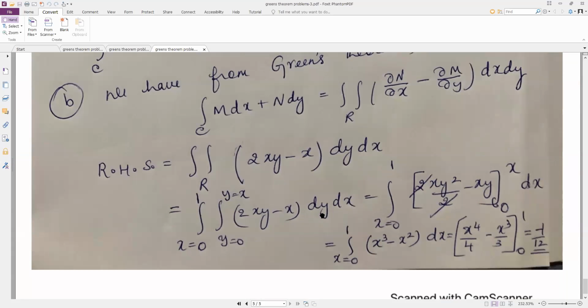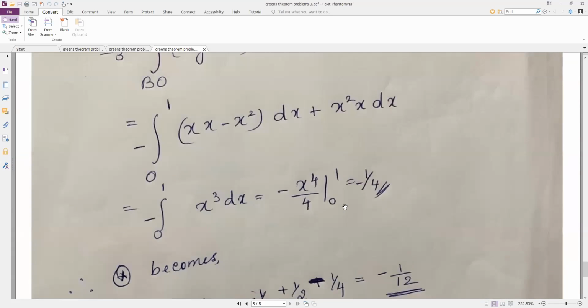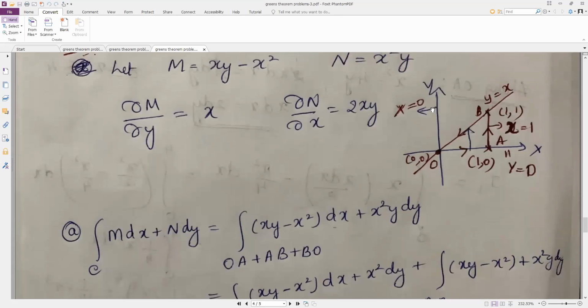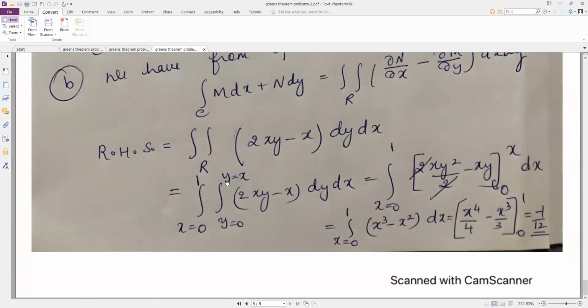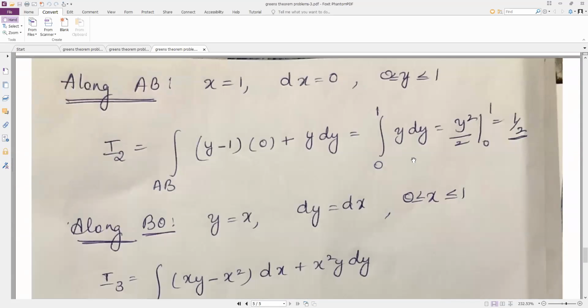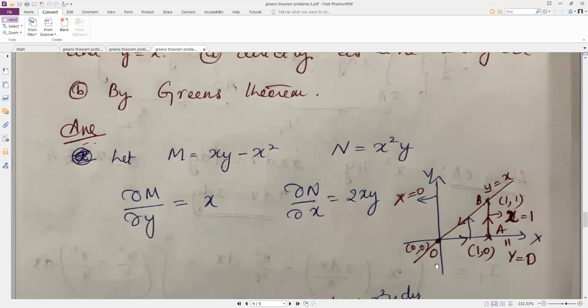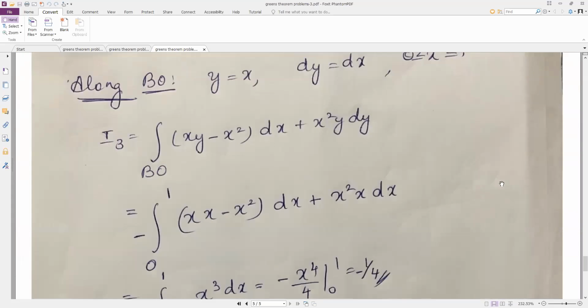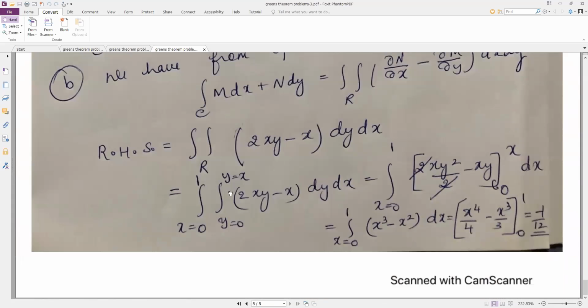Now I should give the limit for y and the limit for x. So how do we set the boundary? See, this is our region. This region is covered by which lines? x equals 0 and x equals 1. So the x boundary will be from 0 to 1. Since it is a vertical strip, you need to go from the lower region to the upper region. The lower line is y equals 0, and the upper line is y equals x. So the y limit will be from 0 to x.